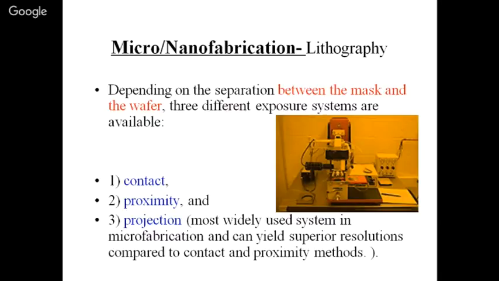The other is projection, the most widely used system in microfabrication, and it can yield superior resolution compared to the contact and proximity methods. That is the projection method, so it projects the actual shape and size. We have already explained the lithography methods, so the same methods are used. This is the machine, you see how it works.